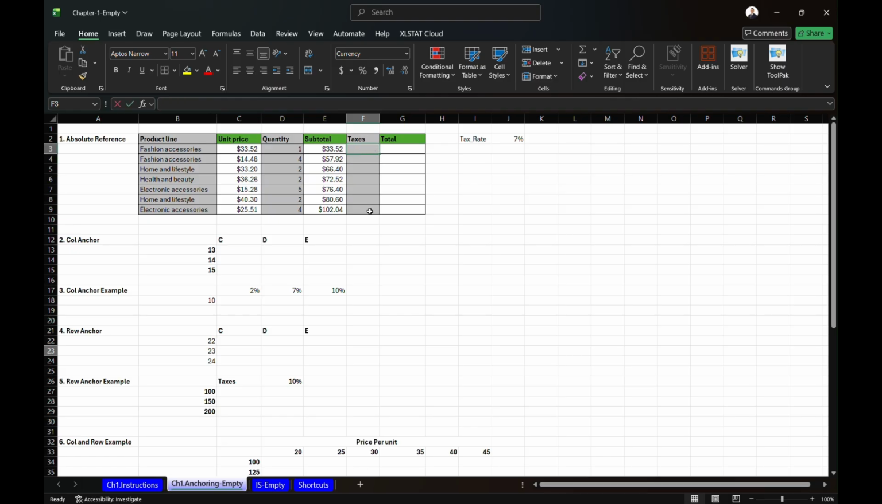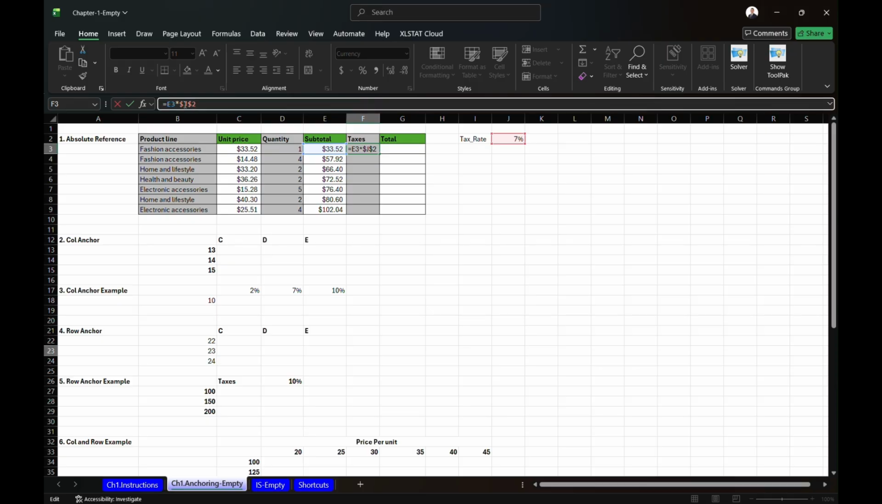And I'm going to redo the calculation. I'm going to do equals subtotal times, and I'm going to go to the tax rate. But while we hover over the 7% tax rate here, we are going to hit F4 on our keyboard. And that anchors J2 down. In other words, an absolute reference. And you'll see, instead of just saying E3 times J2 here, it's E3 times J2 with the money signs.